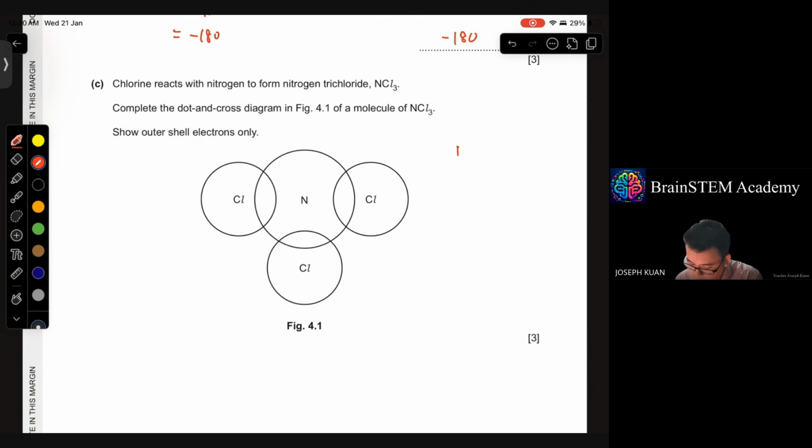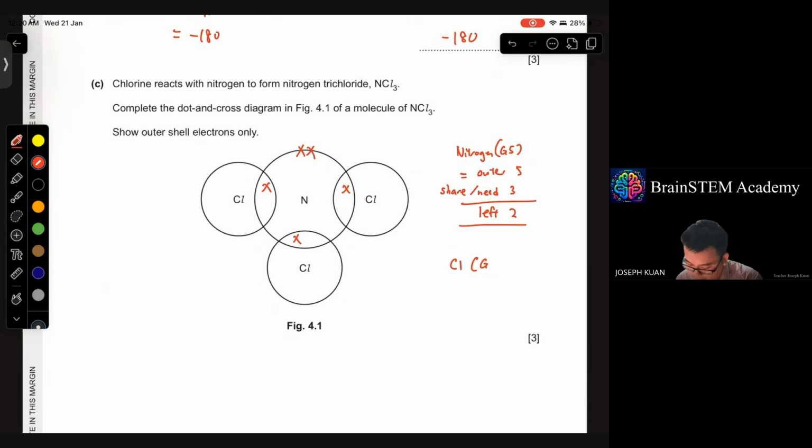Okay, so very simple. Nitrogen is from group 5, which means that it has 5 outer shell electrons. It will need 3 more to get a full outer shell. When we need 3 in covalent bonding, it means that it will share 3. Once it shares 3, it will be left with 2 non-bonding electrons. So it looks something like this: 1, 2, 1, 2, 3, 5 electrons.